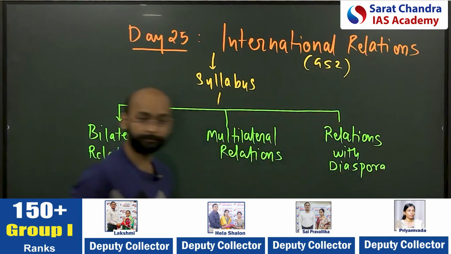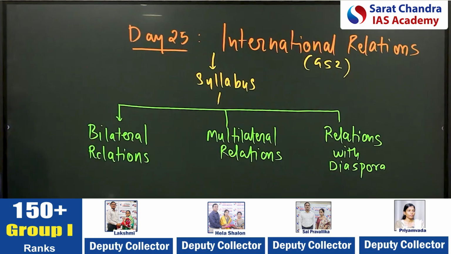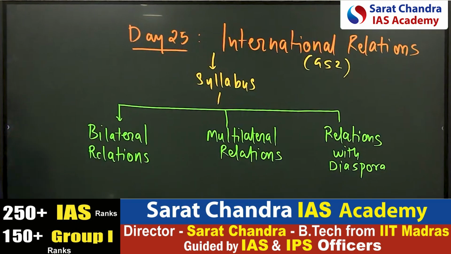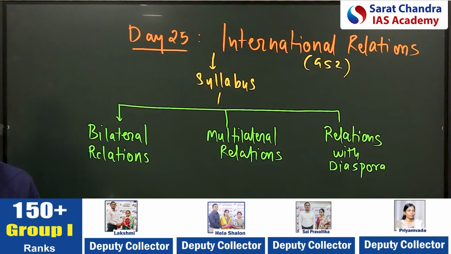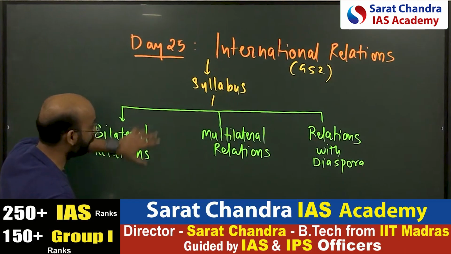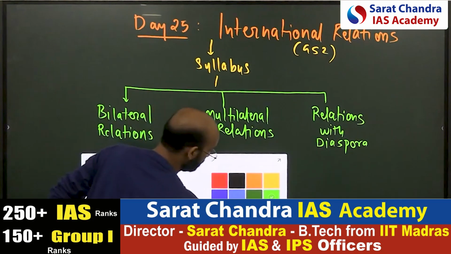Who are the diaspora? Not only NRIs, it includes NRIs and also overseas citizens of India. There are different definitions, right? Basically the people of Indian origin who are living outside India, we call them the diaspora. So we can divide into these 3 components, and these 3 can also be further divided.